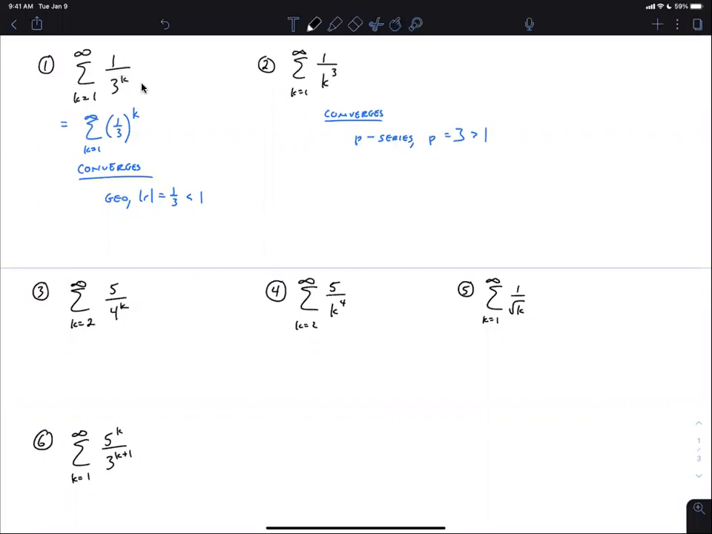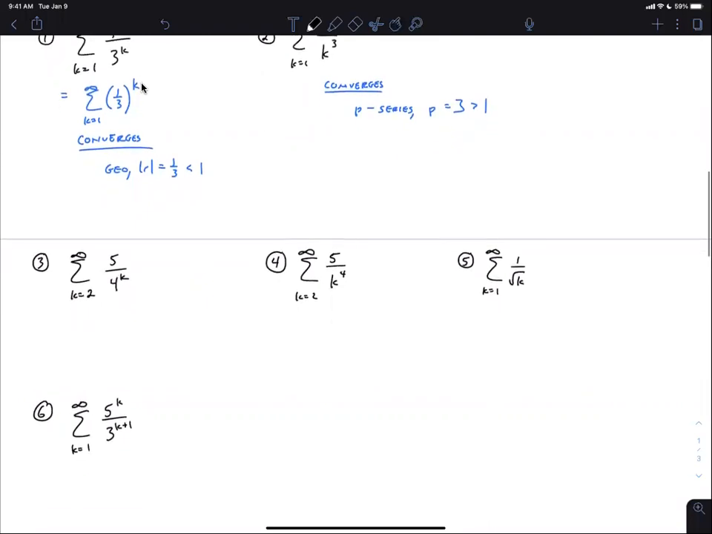All right, so let's start working these. So the first problem, we can rewrite this way. We can say, okay, that's the sum k equals 2 to infinity of 5 times 1/4 to the k. And then that converges because it's a geometric series, the absolute value of r is 1/4, which is less than 1.